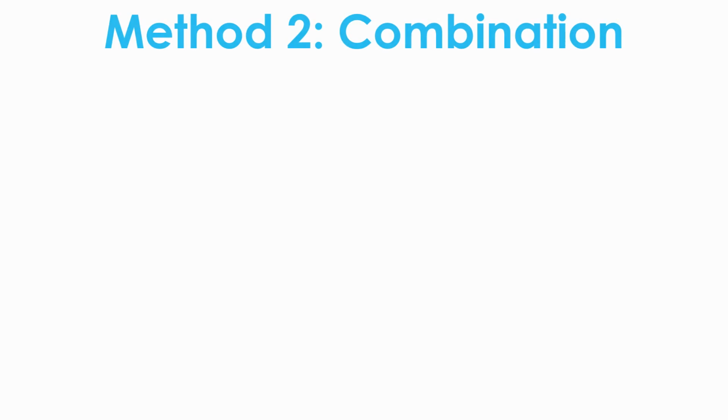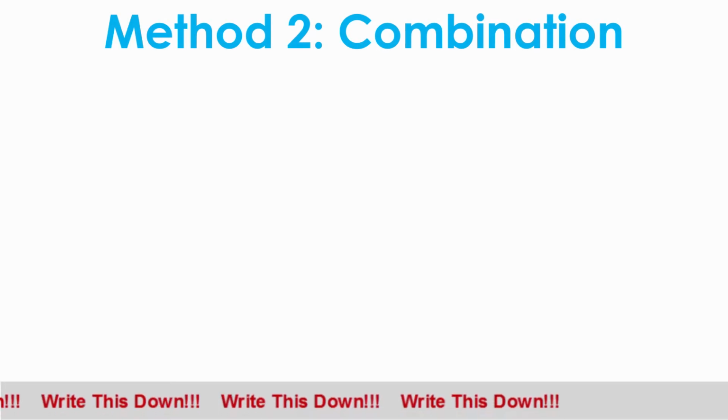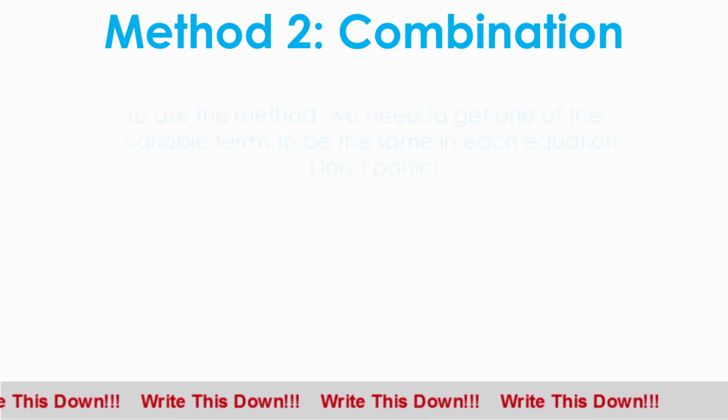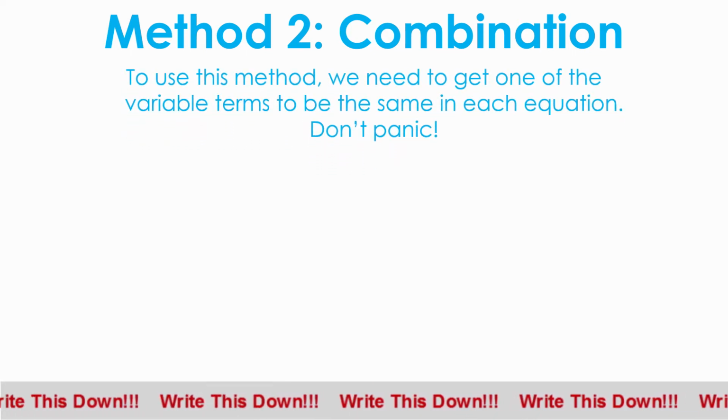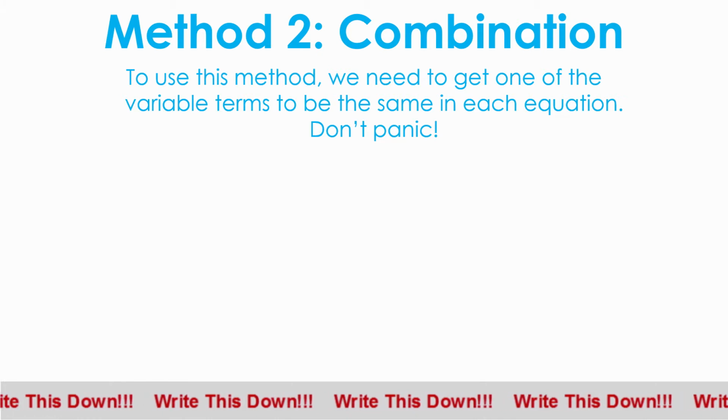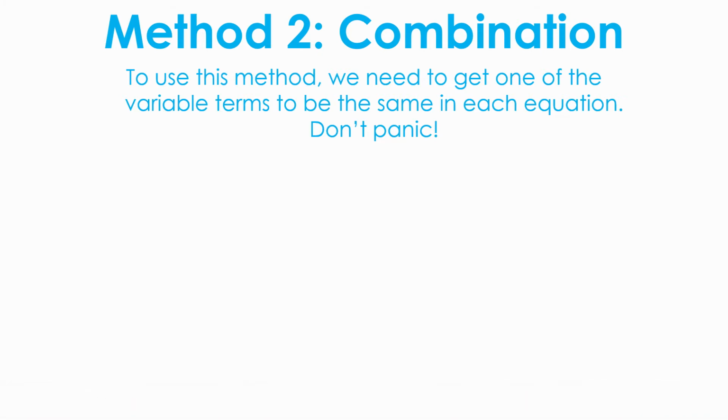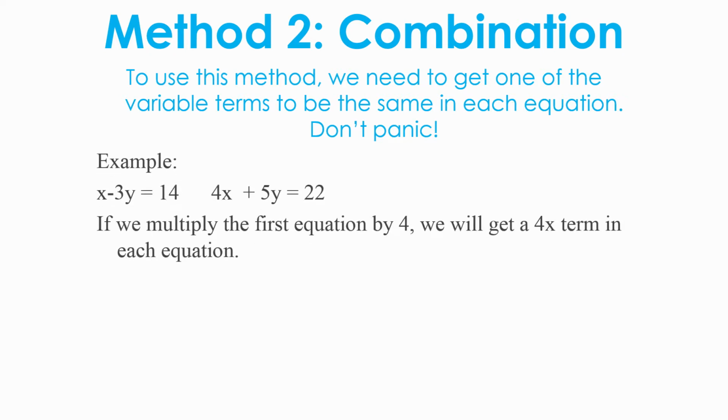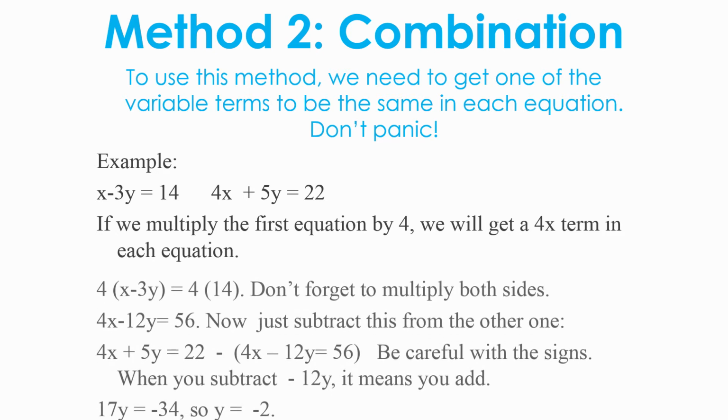The second method is called combination, and often it is easier. Let's do the same equations by combination. To do this, we need to get one of the variable terms to be the same in each equation. Don't panic, it's easy. You can see that if we multiply the first equation by 4, we'll get a 4x term in each equation. Here it is.